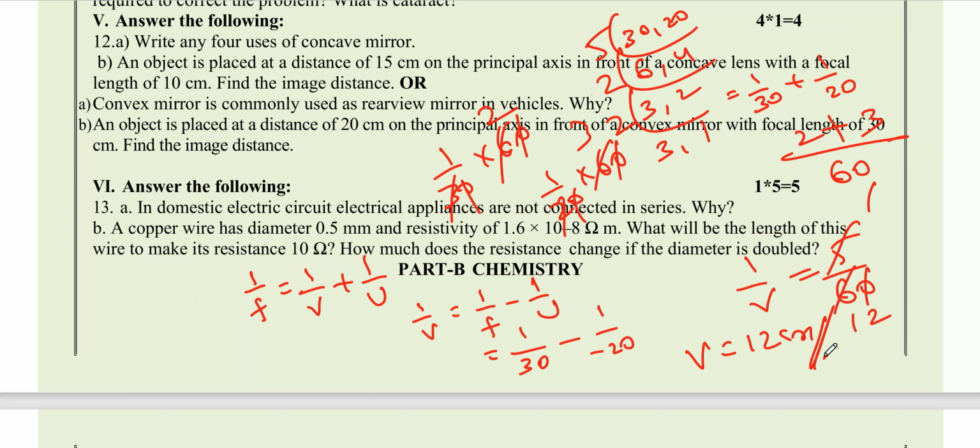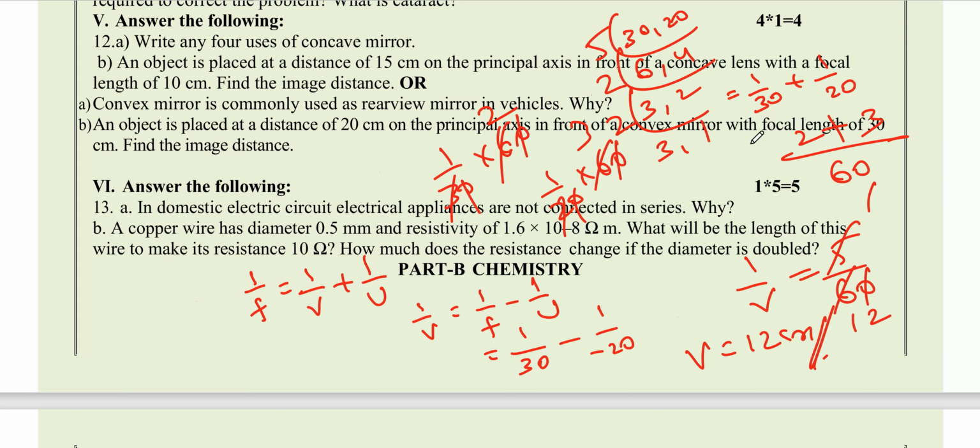Understood? So what's the value of v? 12 centimeters. Reciprocal. 1 by v is equal to 1 by 12. 2 plus 3? 5. 5 by 60. For 30 and 20, take the LCM. 5 6s are 30, 5 4s are 20, 2 3s are 6, 2 2s are 4, 2 1s are 2, 3 as it is, 3 1s are 3. So 5 into 2 is 10, 10 into 2 is 20, 20 into 3 is 60.